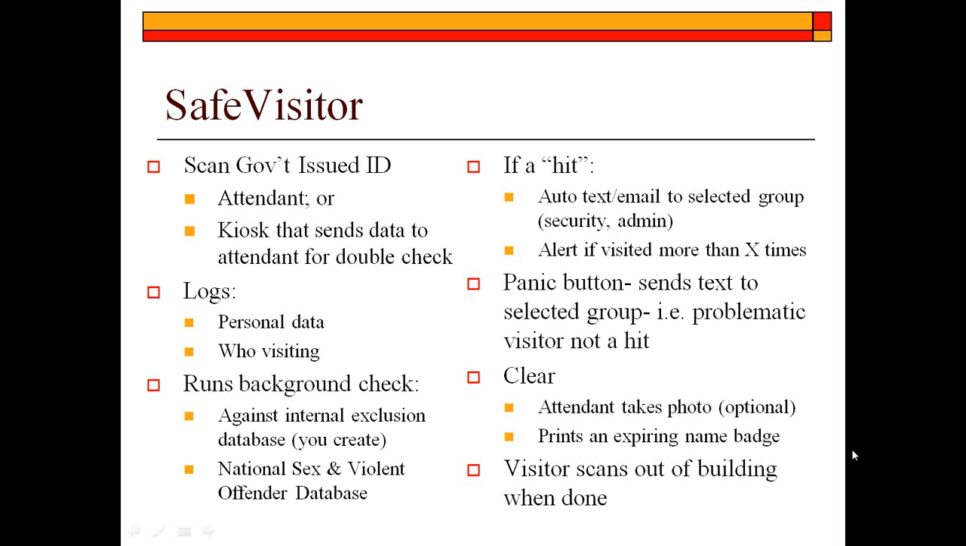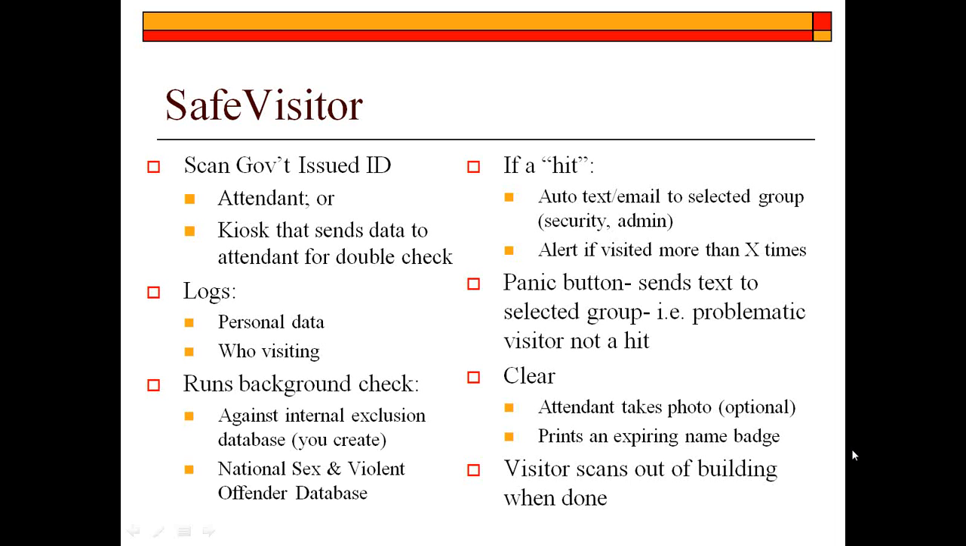So as you roll this program out, you may have people that you would manually enter into your own exclusion list, and this could be somebody that's been problematic on school property, could be a former employee that's not allowed back on school property after a termination or something like that. So just the ability to add people to this internal exclusion list.